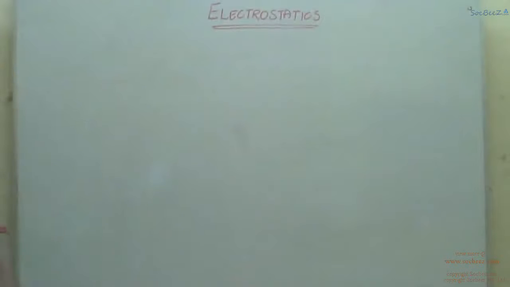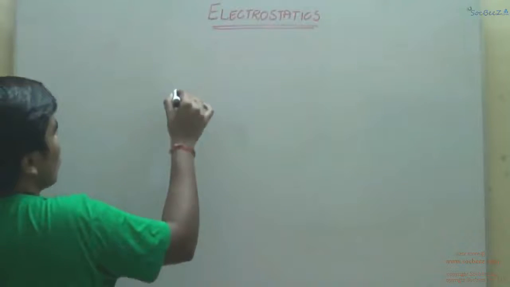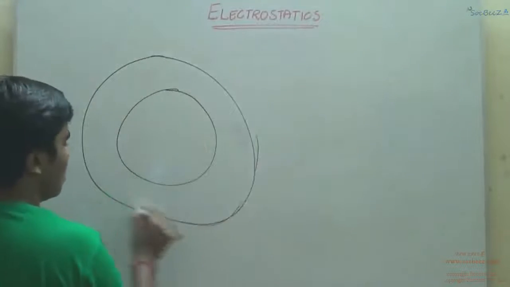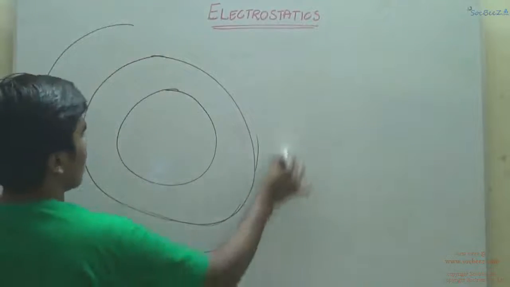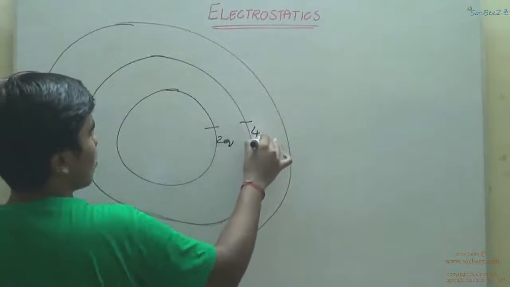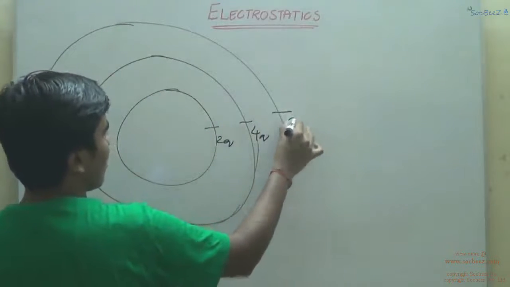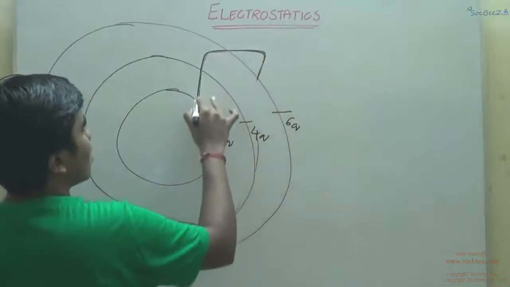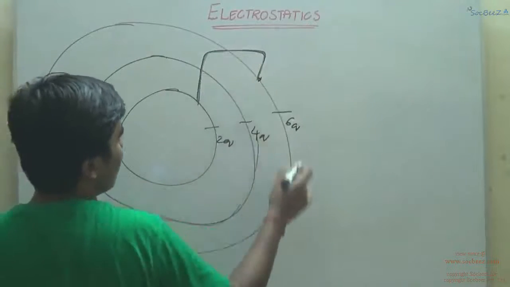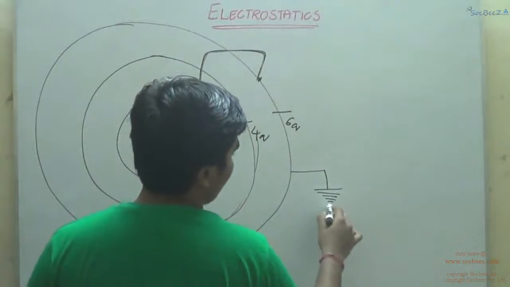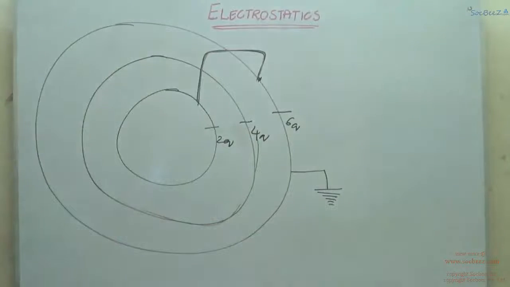Now let us go to the concentric shells. I say that initially this shell is given a charge 2q, this is given a charge 4q, and this is given a charge 6q, and this and this are connected, and is earth. Here I am trying to introduce the concept of earthing with this question.